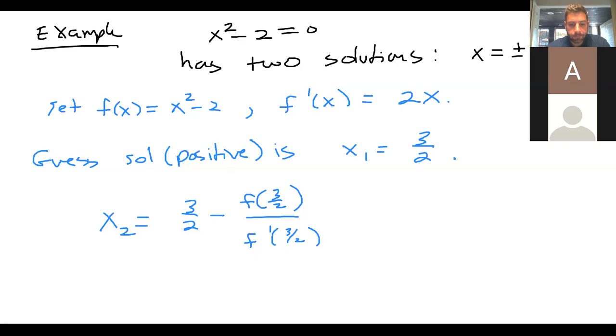Let me do this real quick. So if I go and plug this stuff into my calculator, if I plug 3/2 in here, what I get is 1.41667. And so then if I want, I can go compute the next guy using this creature.